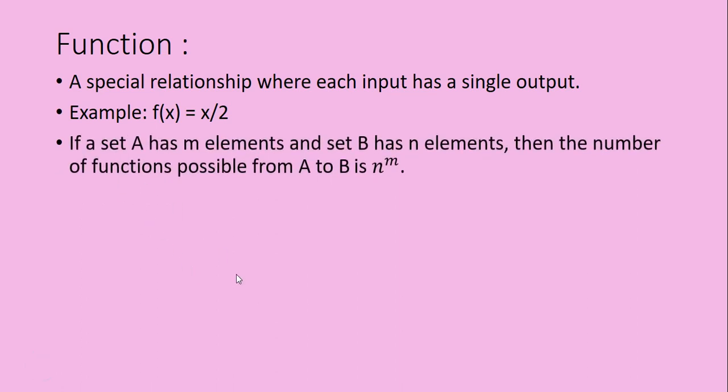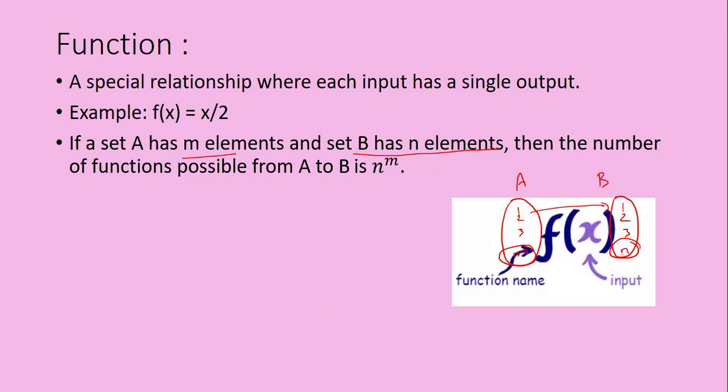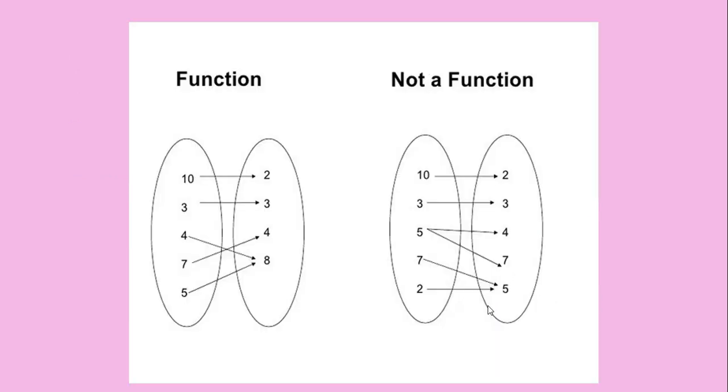Now, if a set A has m elements and a set B has n elements, this is set A has 1, 2, 3 up to m elements, and another set B has 1, 2, 3 up to n elements, then how many functions are possible between A and B? It is this number n to the power m, n raised to m. There are n to the power m functions possible between A and B. And the notation of the function is given here as f of x, f is the function name, and x is input.